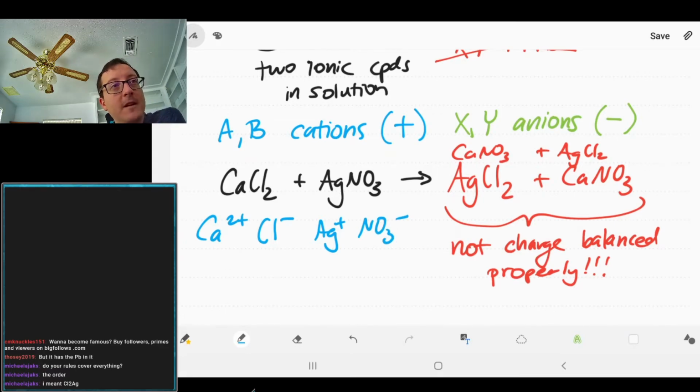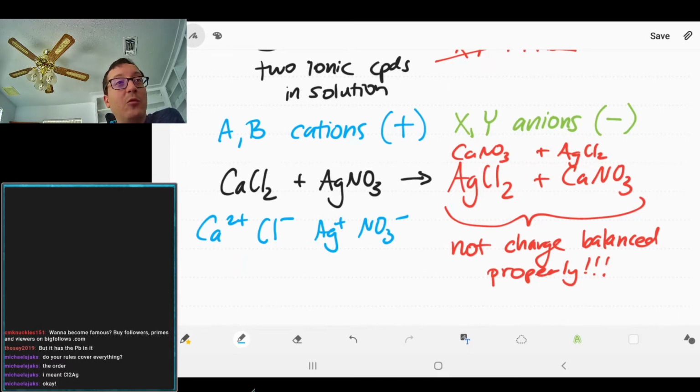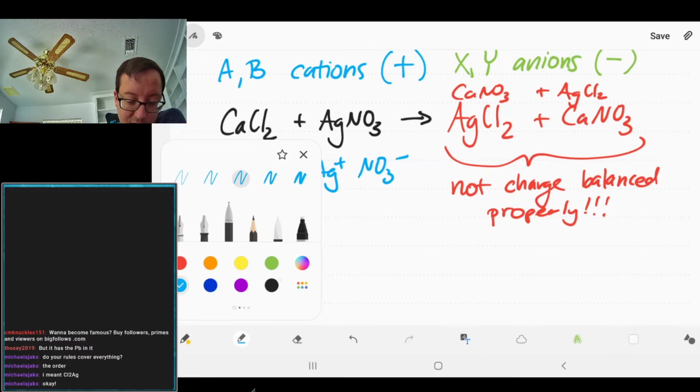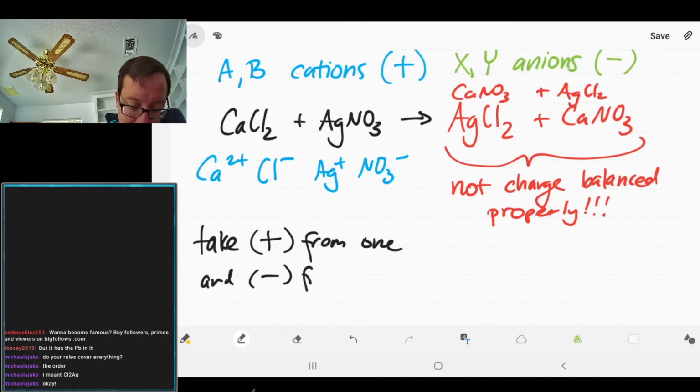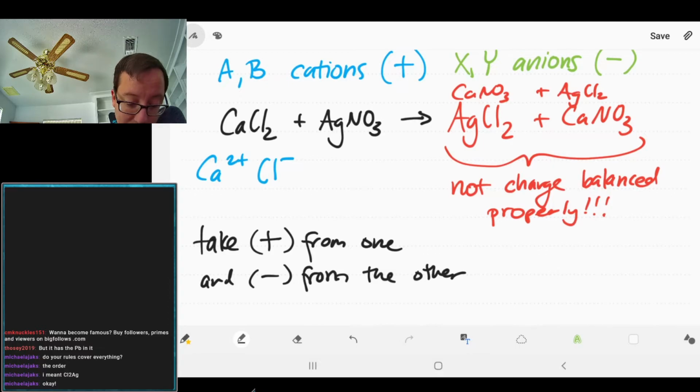So, if we look at the ions that make these up, we're going to see how we messed this up. When we do this, we need to switch the ions, right? We're going to take the positive from one and the negative from the other, and we're going to put those together. I'm in fact going to write these ones in a different color just so we see they came from a different compound.